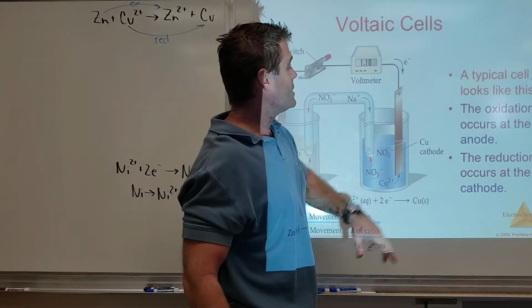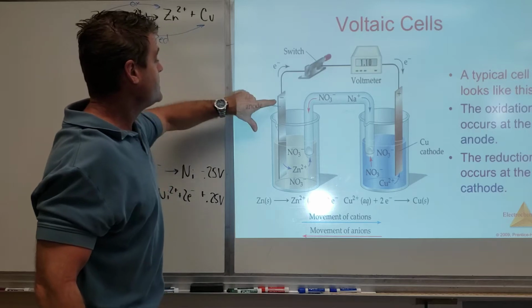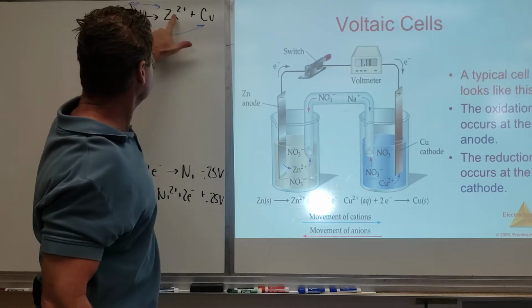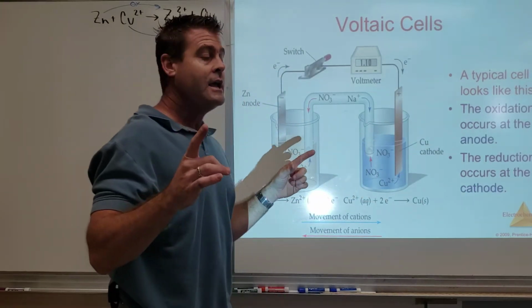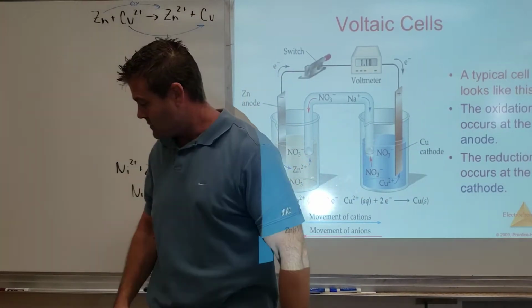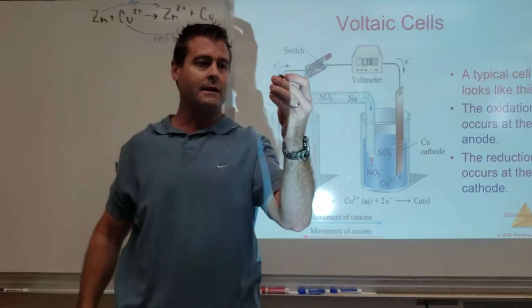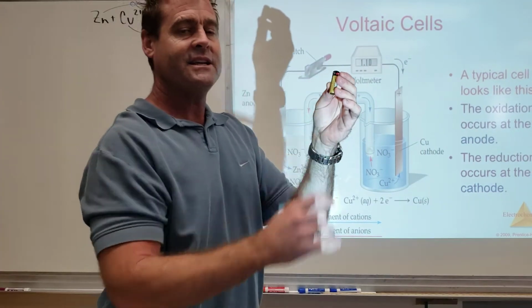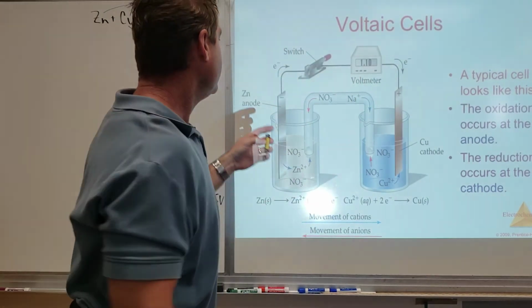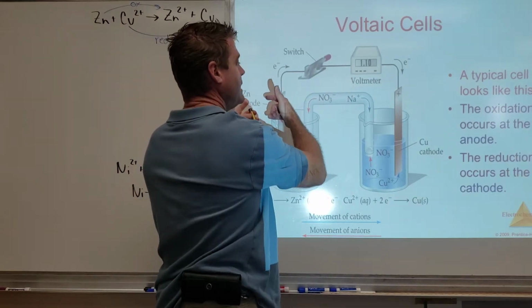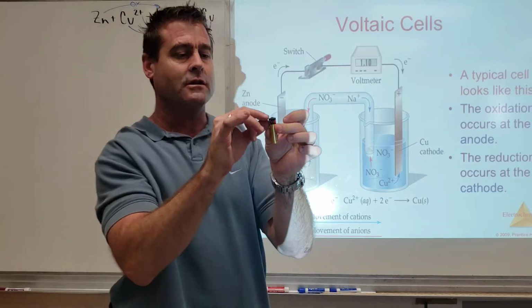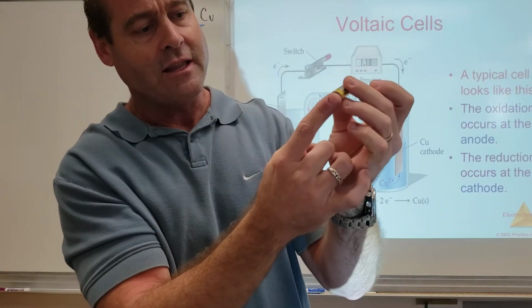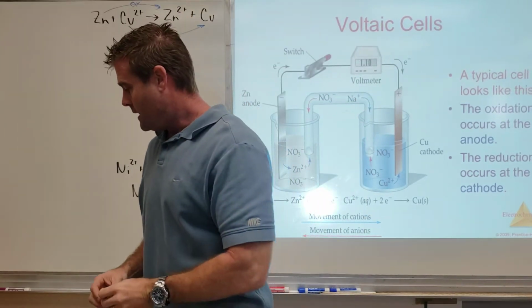So it says the oxidation occurs at the anode. So this is where oxidation occurs, right? The zinc's being oxidized. And then reduction is occurring at the cathode. Think about the anode and cathode like a battery. Don't we have a positive and a negative electrode? That's like the anode and the cathode. That's what we just recognize as positive. You know the little bump on a battery, that's the positive end, and the flat end is your negative end.